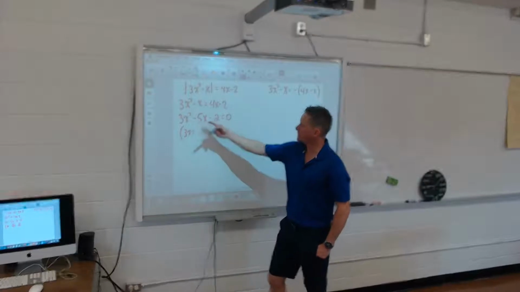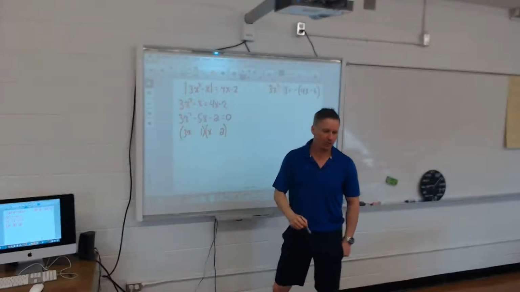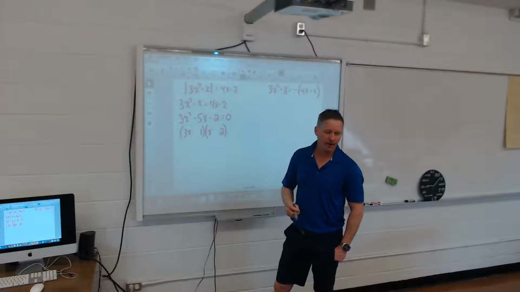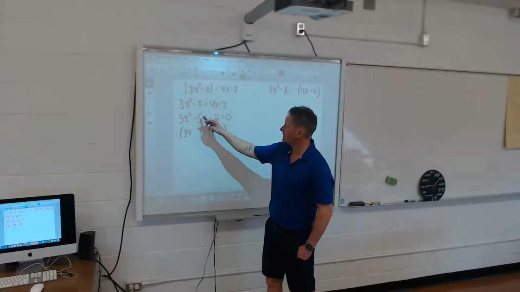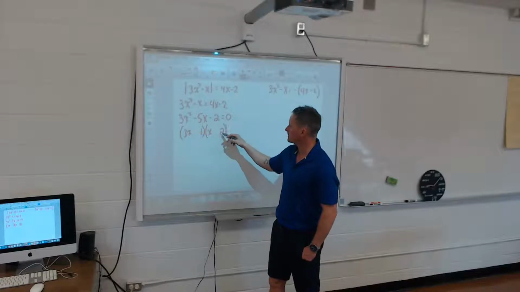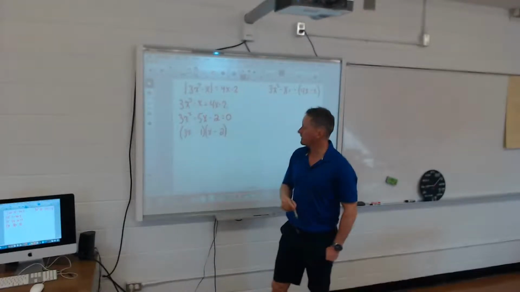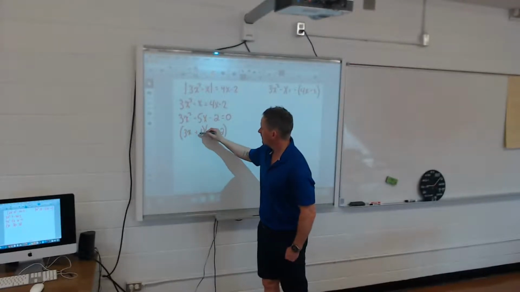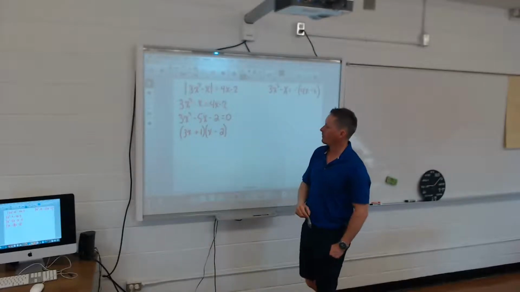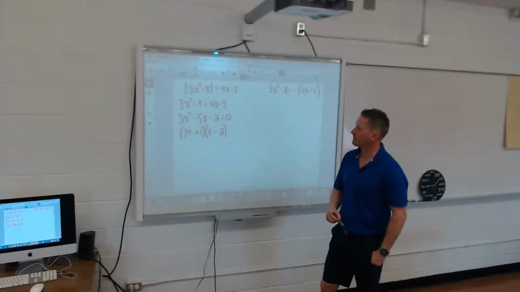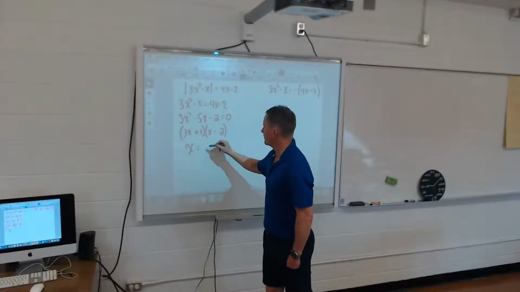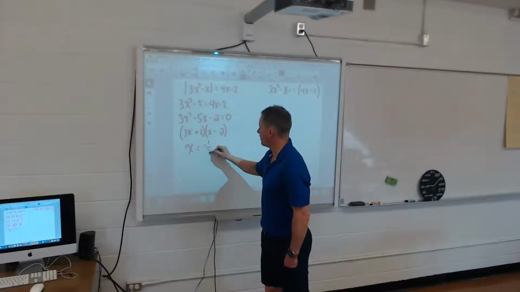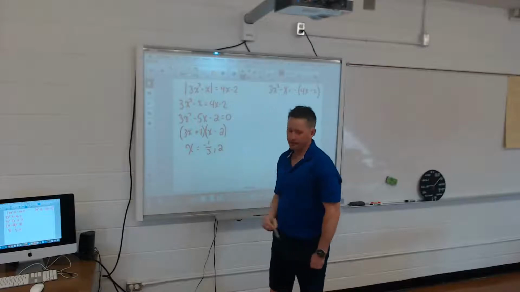Okay, now I know that 3x and 1x are the only possible factors of 3. And I know that 2 is 2 and 1, and I need to get negative 5. So 3 times negative 2 is negative 6. 1 times x is 1x, so that gives me my 5x. So x is equal to negative 1/3 and 2.